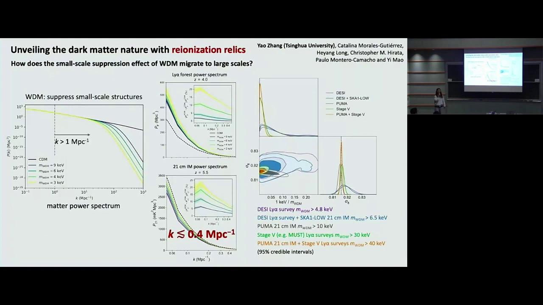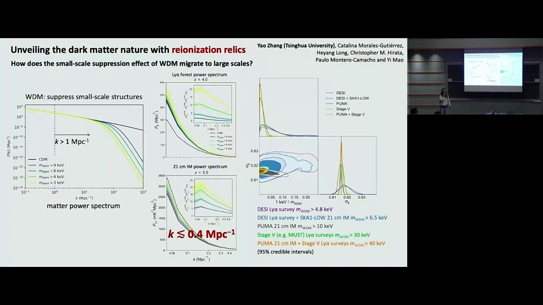We know that in warm dark matter models, the small-scale structures are suppressed, but we propose a new method to constrain warm dark matter on large scales. We found that the post-reionization Lyman alpha forest and 21 centimeter power spectrum are distinguishable among different warm dark matter models on large scales, as shown by the colored lines in the middle panels.